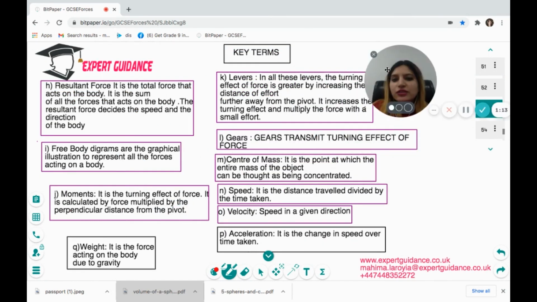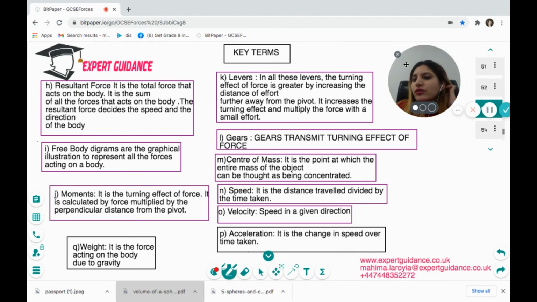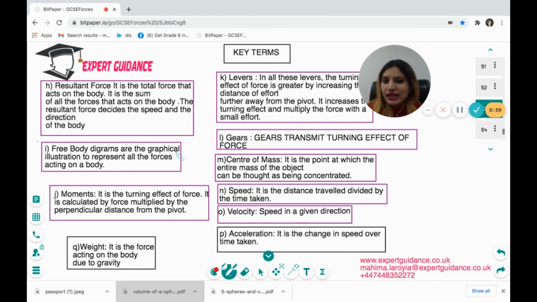Then what is a resultant force? Resultant force is the total force that acts on the body. It is the sum of all the forces that act on the body, and it is what decides the speed and direction of the body. Free body diagrams are graphical illustrations to represent all the forces acting on a body.